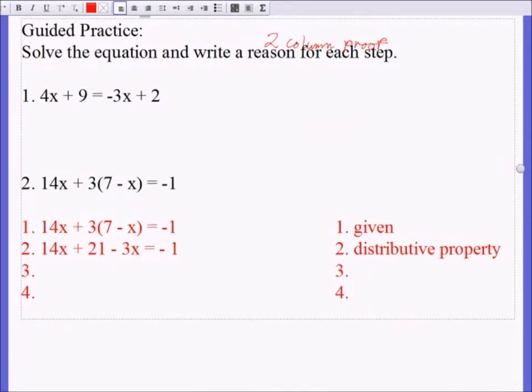Okay, because I feel like we're gonna need some more room. Now what do we do? It's not on both sides of the equal sign. We're just combining like terms. So the only thing we're gonna do, this is 11x plus 21 equals -1. And your reason here is gonna be combine like terms.